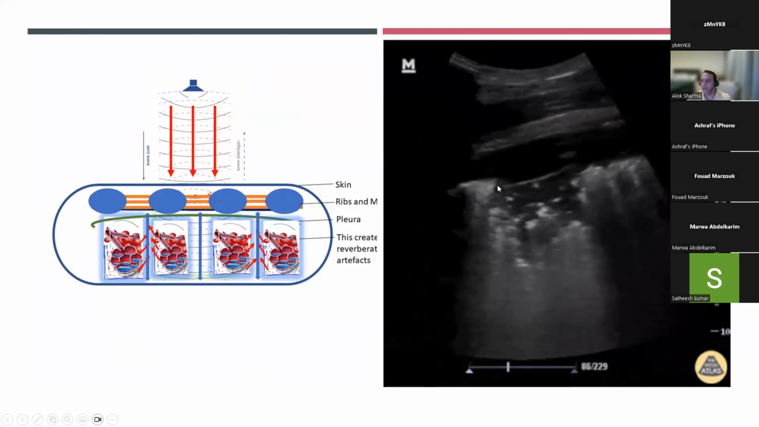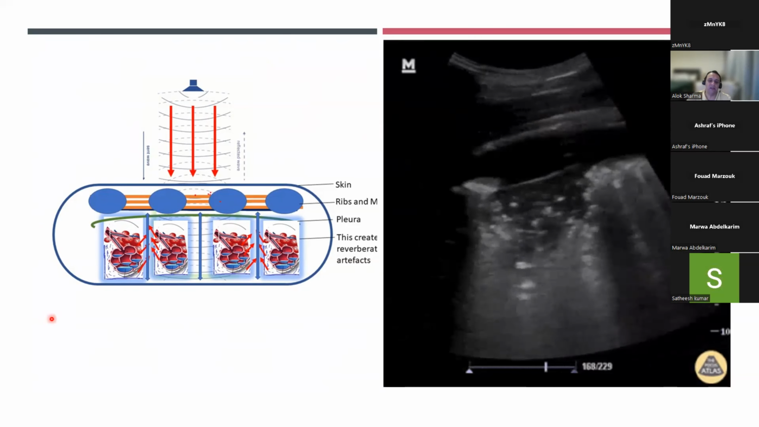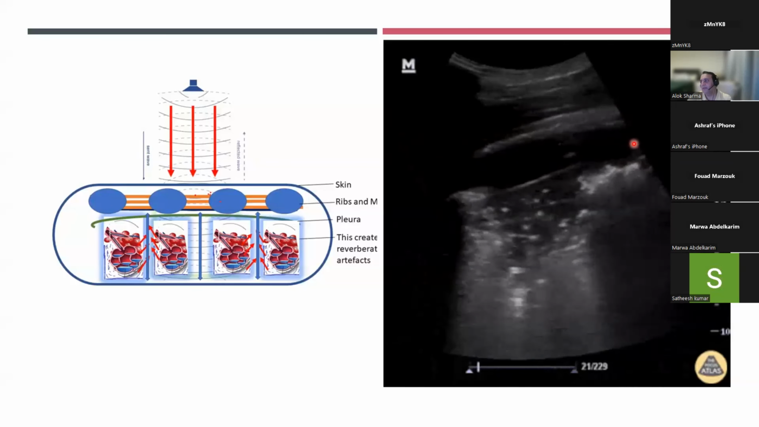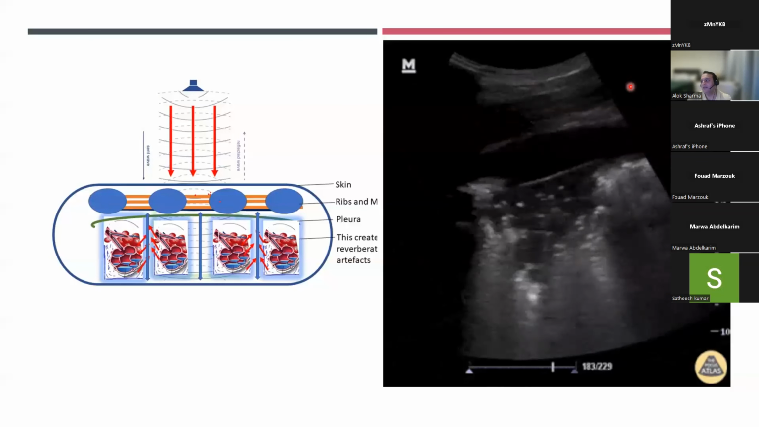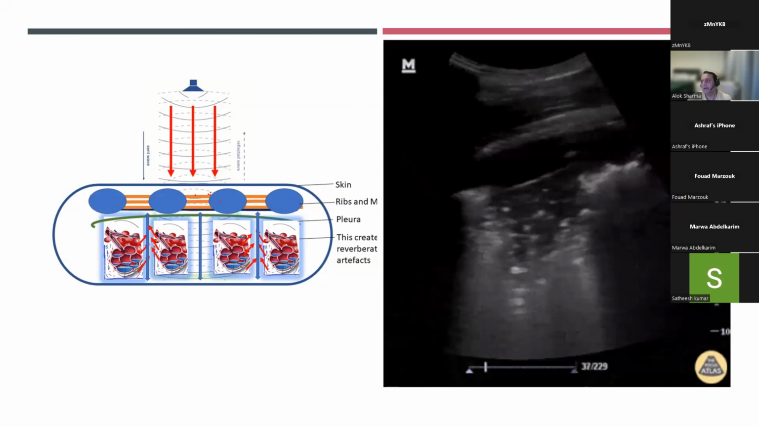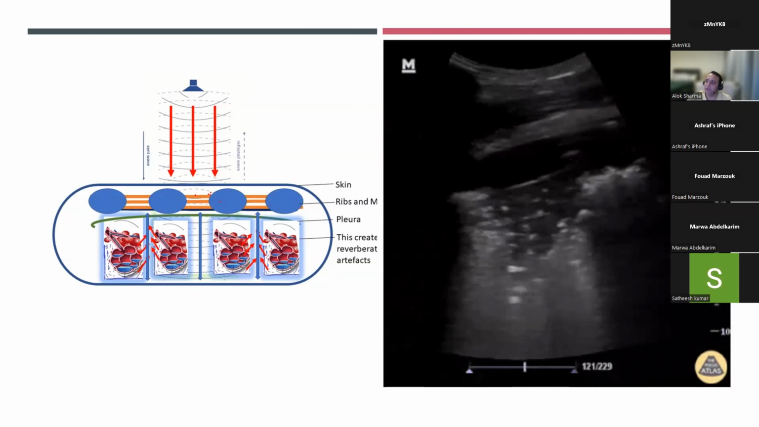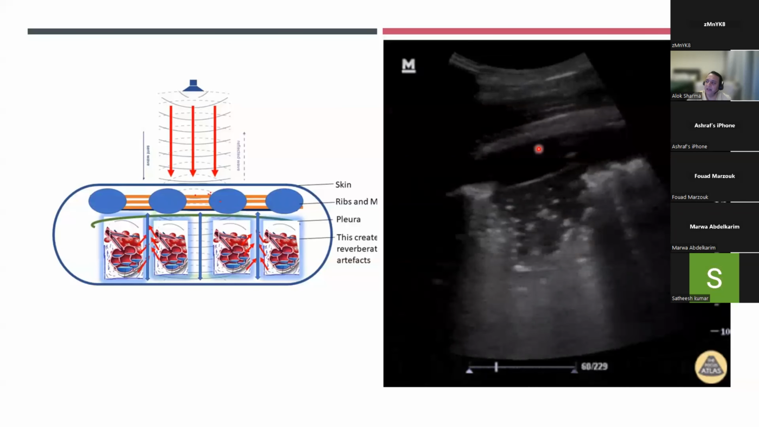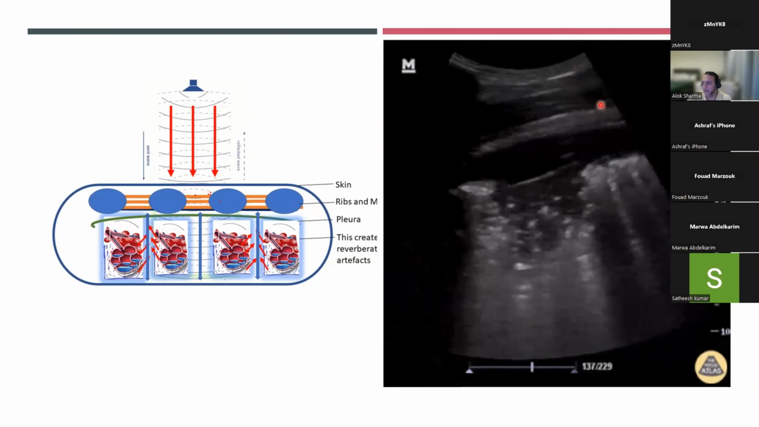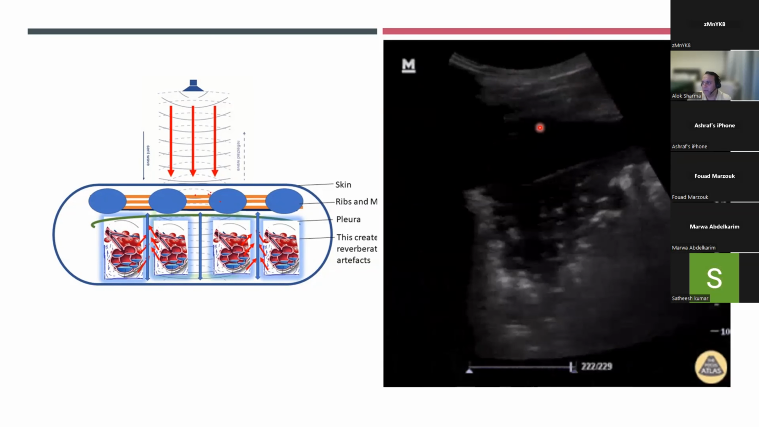So on the right over here, you can see consolidation. Now, naturally, there is rib shadow over here that you can see. Can't quite see it over there because this is an adult. There is pleura. Now, this is parietal pleura, visceral pleura. There's fluid. Now, I did mention that when ultrasound waves are incident, they'll reflect back from the pleura.